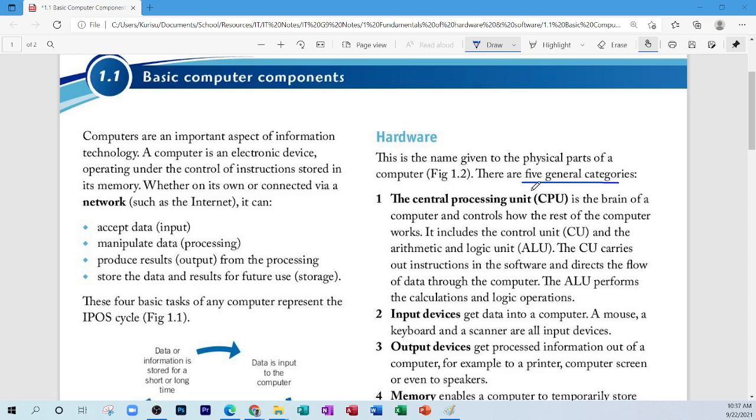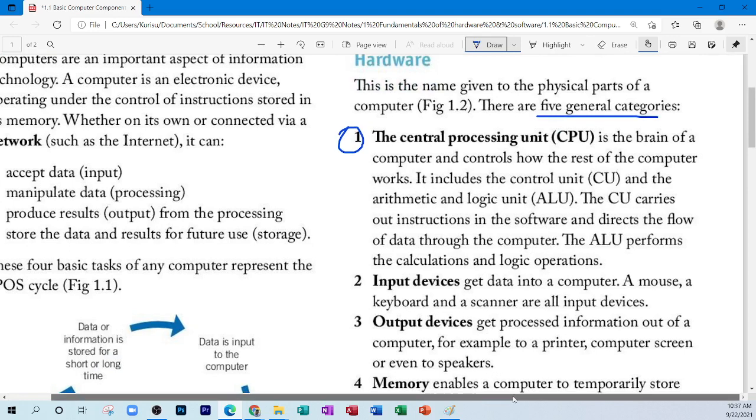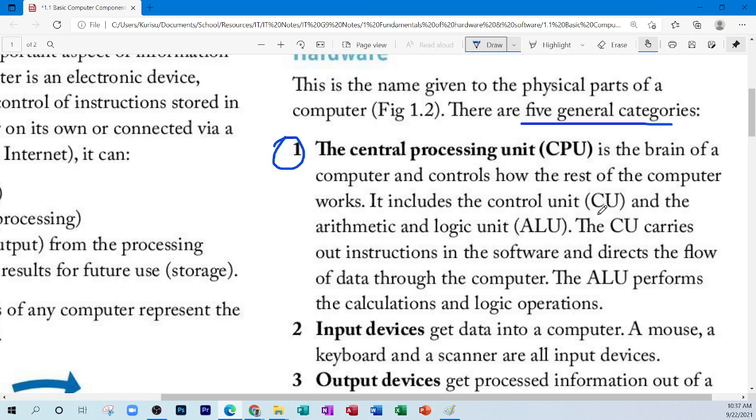And when we're looking at those 5 categories, we started with the first one. We started with the central processing unit. And we mentioned that the CPU has 2 parts. It has the CU and the ALU.